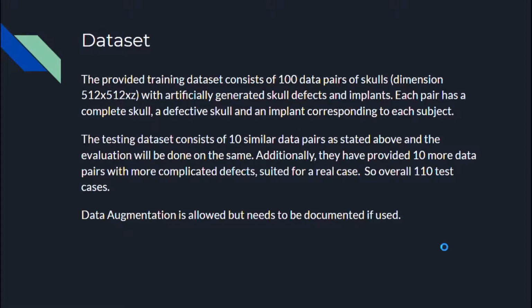Now each pair has a complete skull, a defective skull and an implant corresponding to each subject, and we have 100 such subjects. The testing data also consists of similar data pairs. It has around 10 subjects in which defects have been generated artificially, and the implants as well. Apart from the testing and the training dataset, they have also provided 10 more data pairs with more complicated defects which are suited for a real case. So overall, there are a total of 110 test cases. Data augmentation is also allowed, but it needs to be documented if it is being used.